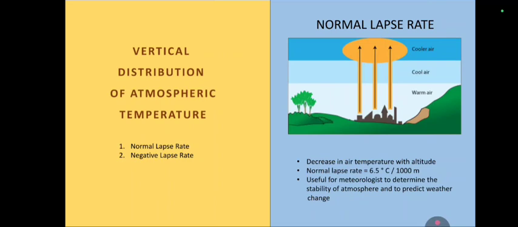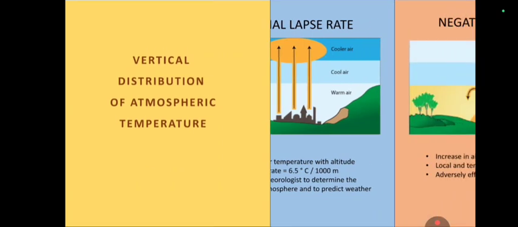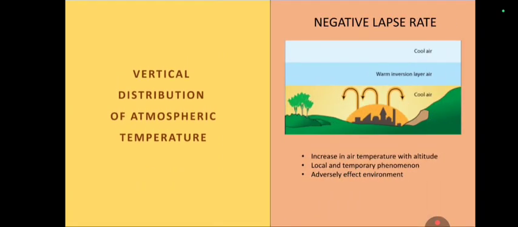Normal lapse rate is very important to meteorologists in forecasting the cloud formation, the incidences of thunderstorm and the intensity of the atmospheric turbulence. Sometimes, instead of decreasing, the atmospheric temperature increases with increasing altitude. It means the air is colder near the Earth's surface than the air above this. This is called temperature inversion or negative lapse rate.